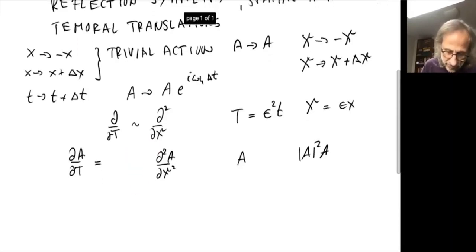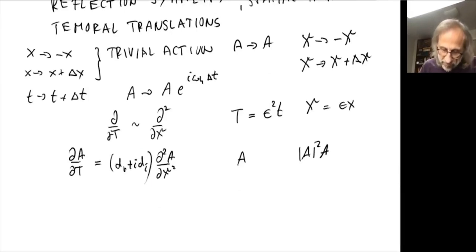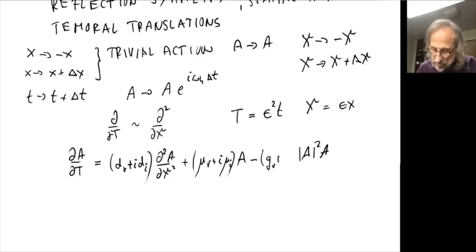So you could write it like this, d_r plus i d_i, just to make it very explicit that these coefficients are complex. And then you have here, and let me put a minus sign just because I'm imagining a supercritical bifurcation, and then the g_r would be positive. So that's the equation we should expect.